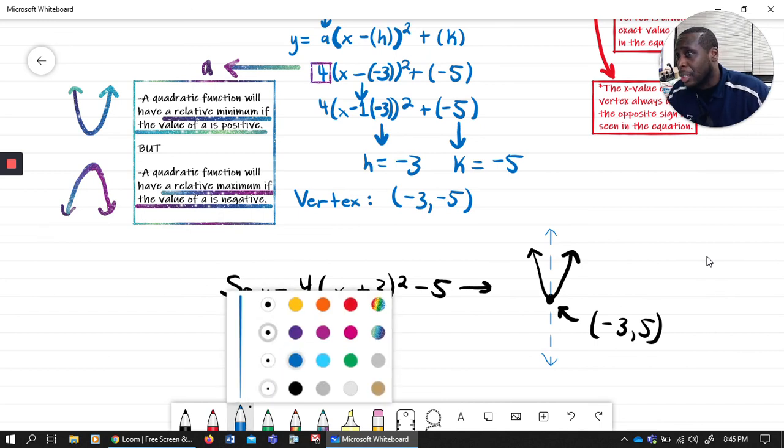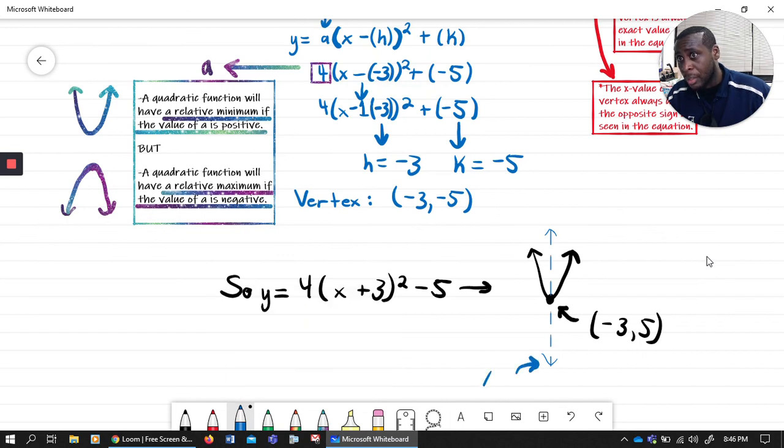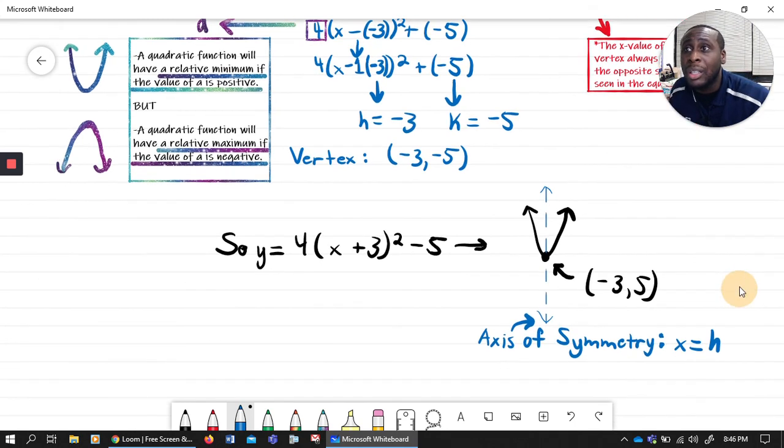Do you guys remember how to write the equation for axis of symmetry? I hope so. The axis of symmetry would have to be written as an equation, the equation of a vertical line, and you'd write it as x equals, and you'd use the x value of the vertex. So it would be x equals what we had for h, which is technically x equals -3.